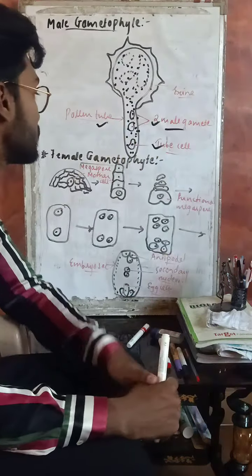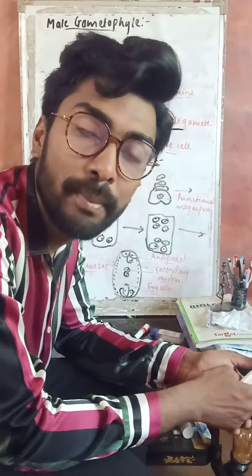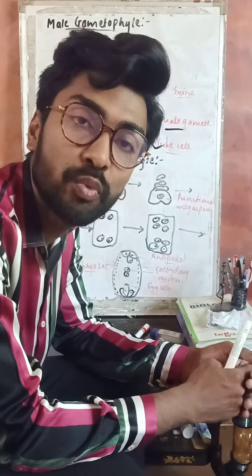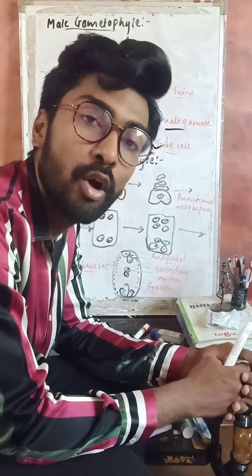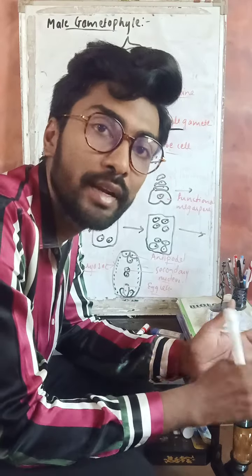Let's have a talk about the second, that is called the female gametophyte. Now you know very well, female gametophyte development takes place with the help of the ovule. Ovule is an egg containing apparatus. It means the ovule is going to contain the egg.